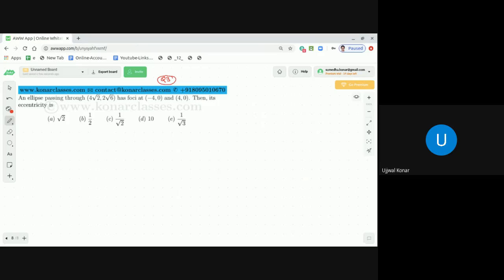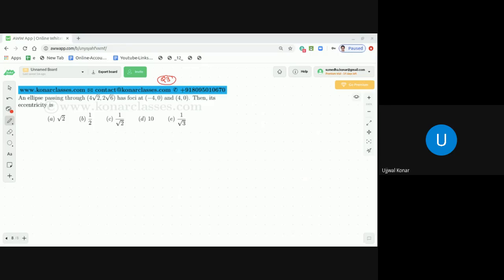Dear students, one thing to be pretty sure of is that you can simply eliminate option A and option D. Why? Because we know that eccentricity cannot be more than 1 in the case of an ellipse, and both the values √2 and 10, which are options A and D, are more than 1. So eliminate these two options, it's not possible. Now let's focus on the question.